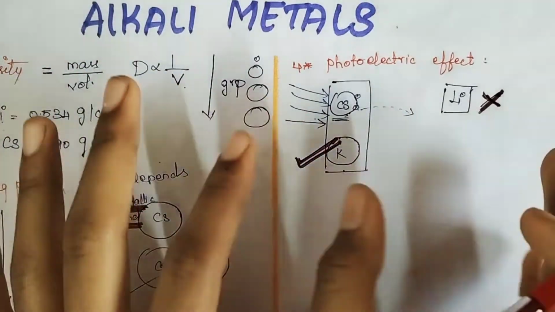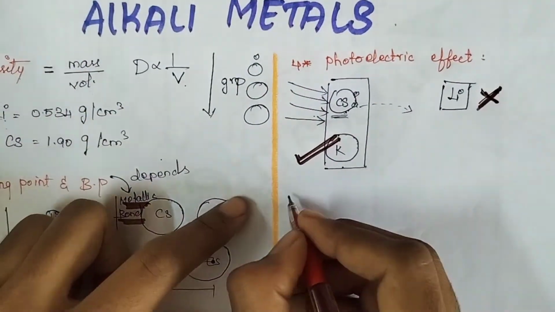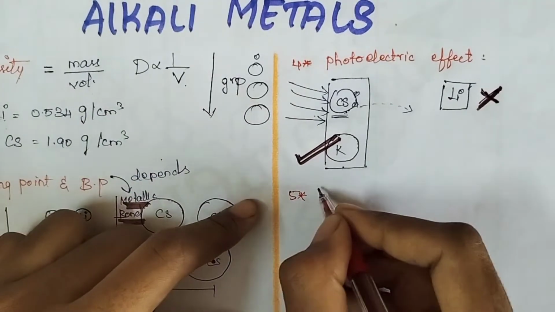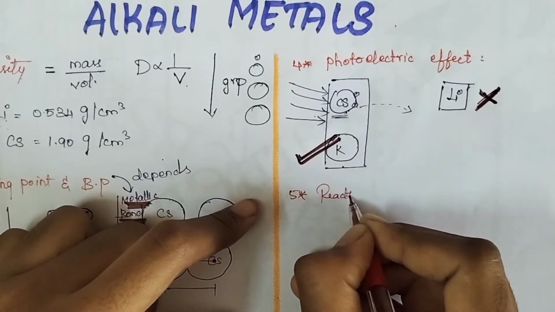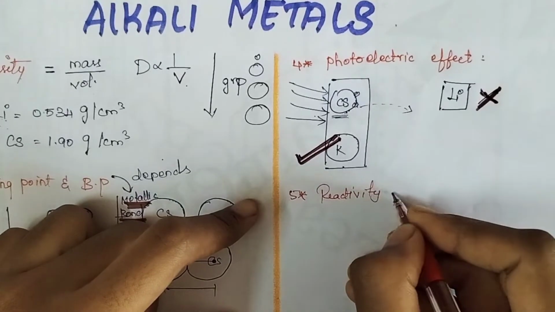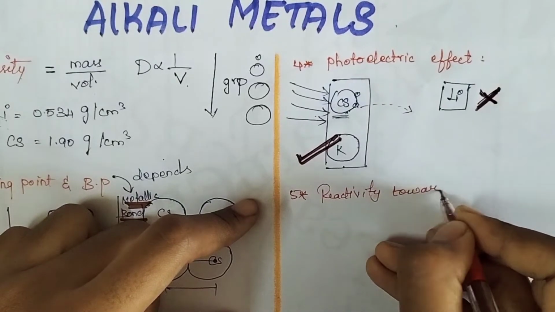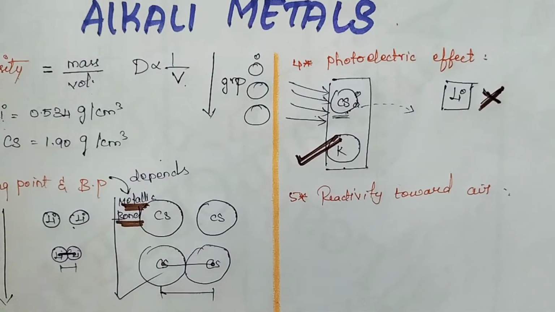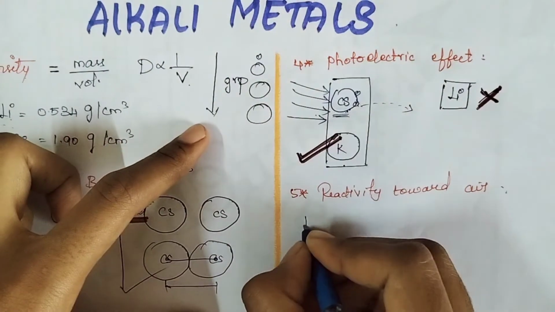Next, the fifth point is, we will start with the chemical properties. This is all the physical properties. Now we are going to start with the chemical properties. That's the fifth point, the reactivity towards air. Now, start with the first element, lithium.